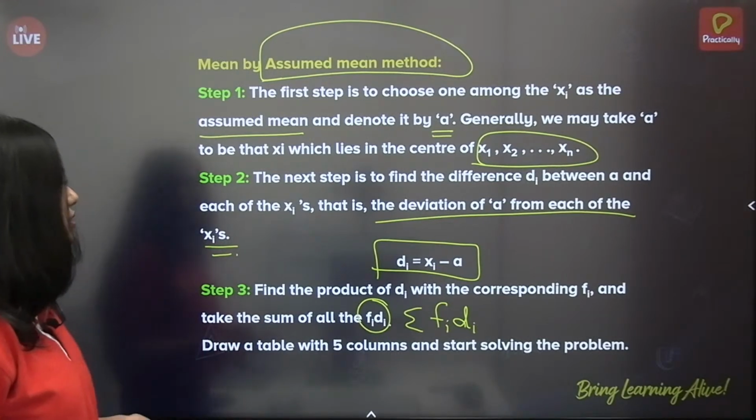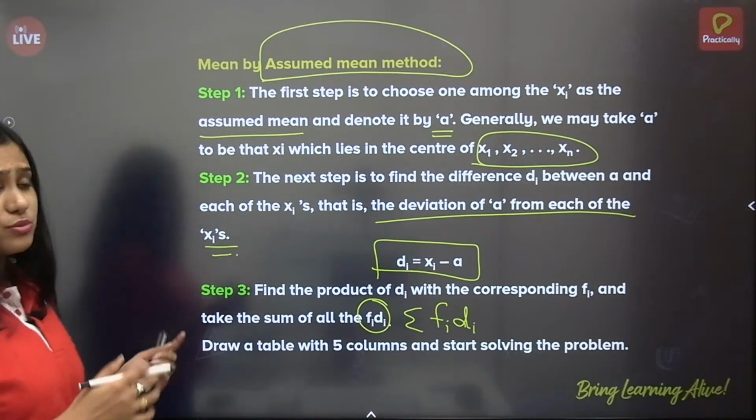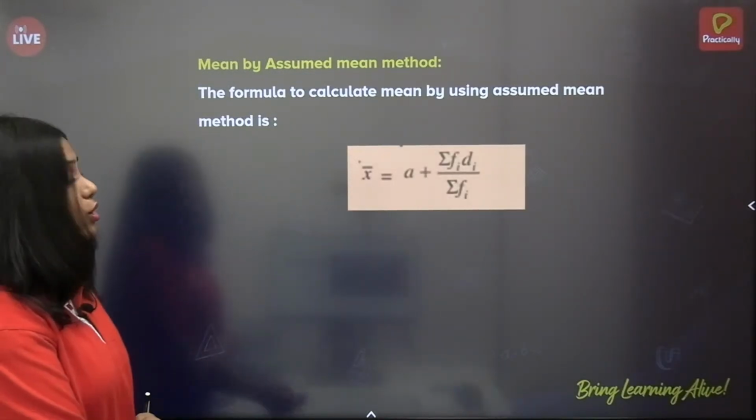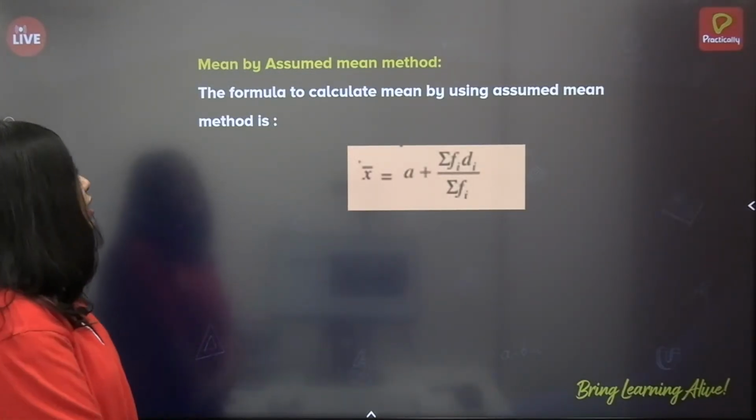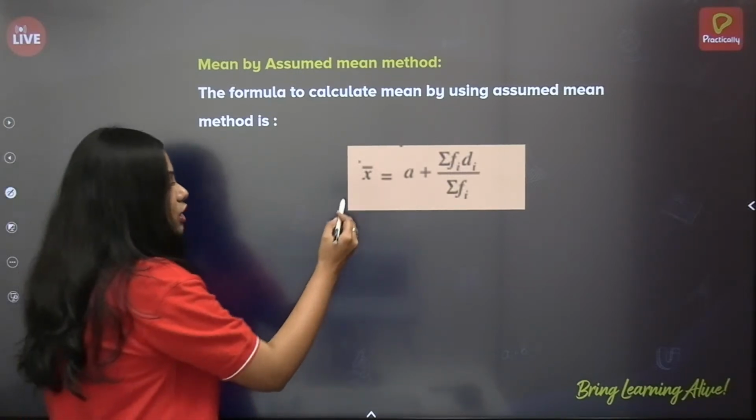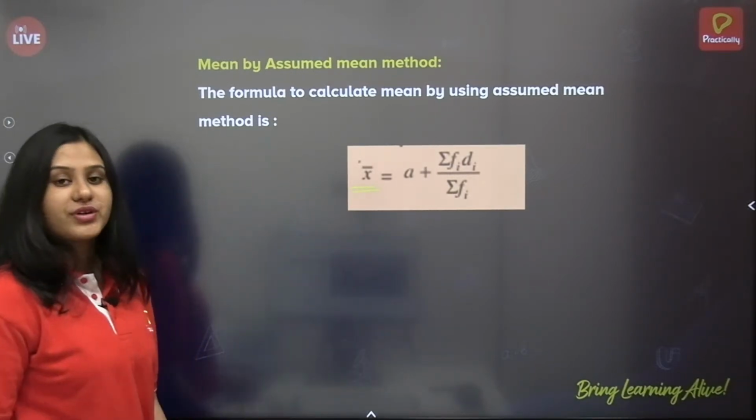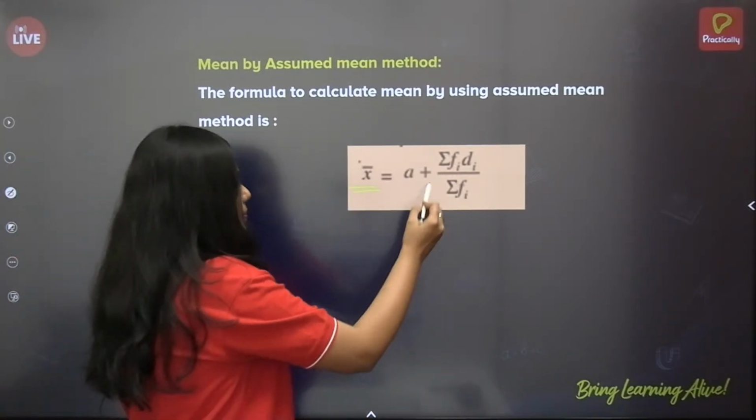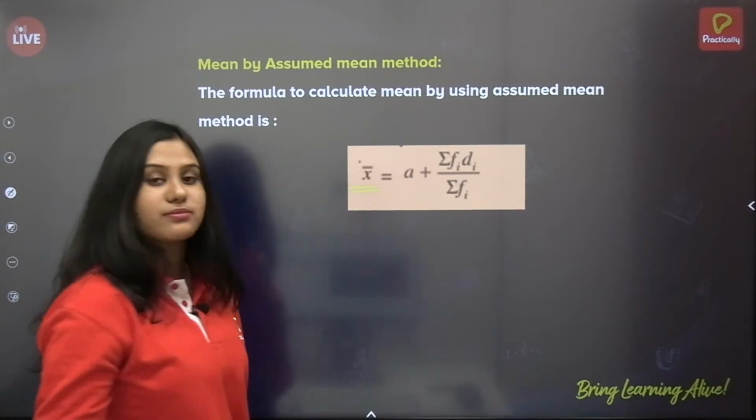I hope the steps are clear, correct? So let us start. Also let us see the formula first. The formula to calculate mean by using the assumed mean method is, what is x bar again? I told you if it is x bar, it is nothing but mean. So mean is equal to A plus sigma fi di by sigma fi.